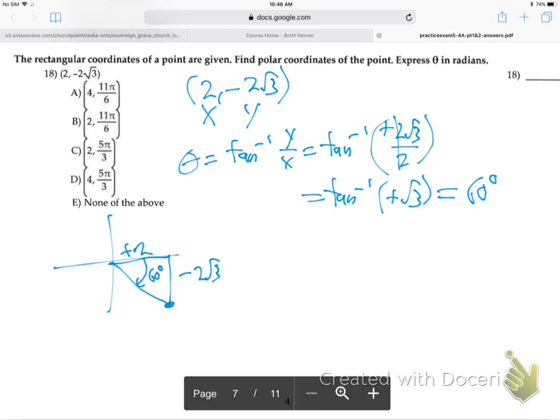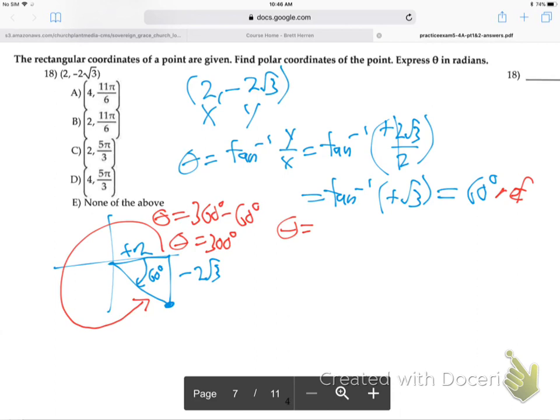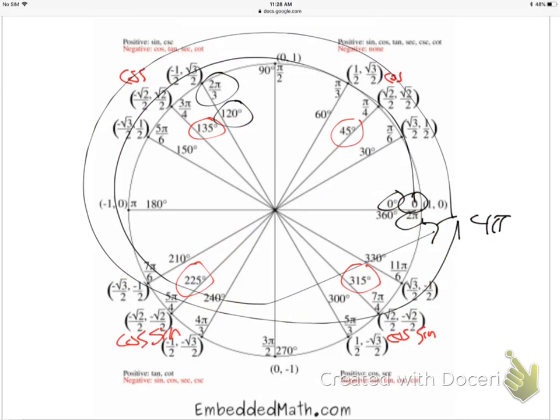Am I losing you in my acceleration speed here? You okay? I'm just doing the normal tan inverse, y over x. So what's the actual angle theta? 360 minus 60, right? So it's 300. So this is the reference, the actual angle is 300. Convert that. Go to your unit circle and say, where's 300? It's 5 pi over 3. Right? Easy way to convert.